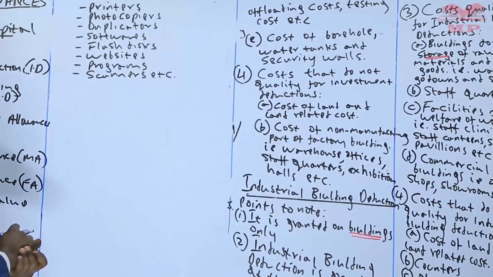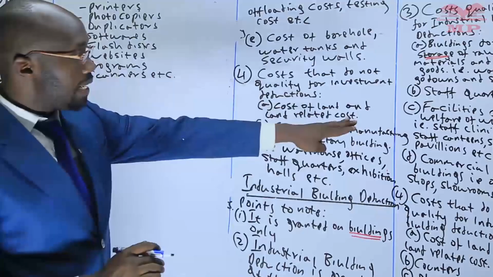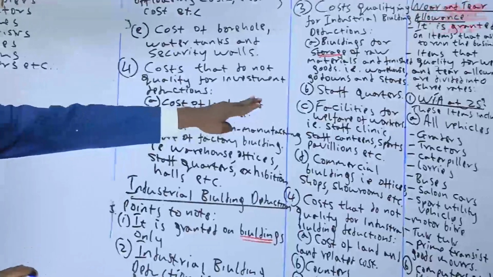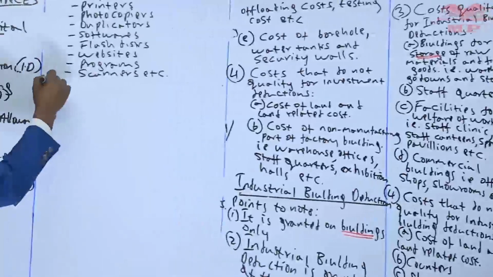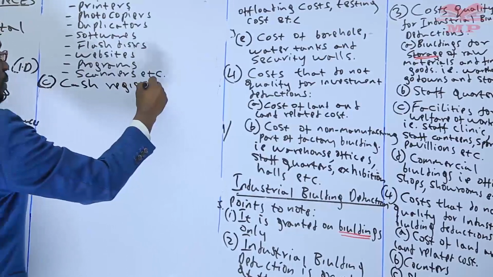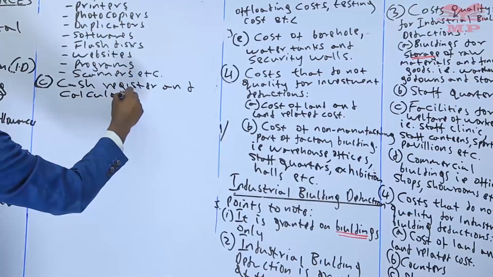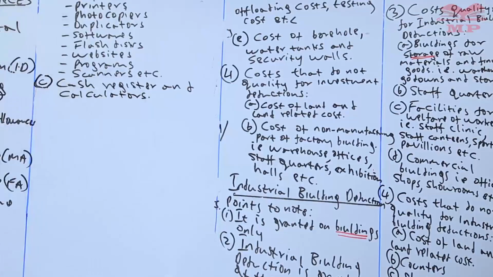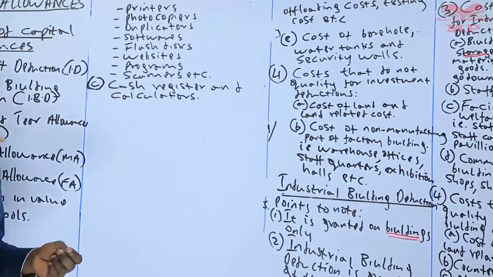Then we have the third one. So we call this C. Still under wear and tear allowance, 25%. After vehicles, computers and its attachment, we have here a cash register and calculators. So you come across them, know they qualify for wear and tear allowance at the rate of 25%. So wear and tear allowance at 25% and there. Remember we said we need 3 rates.